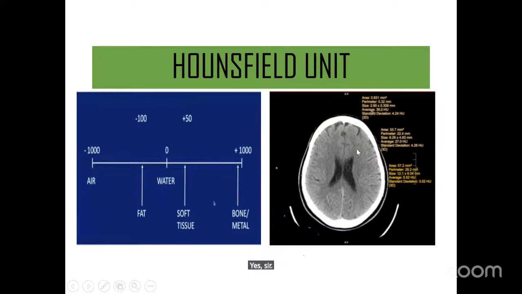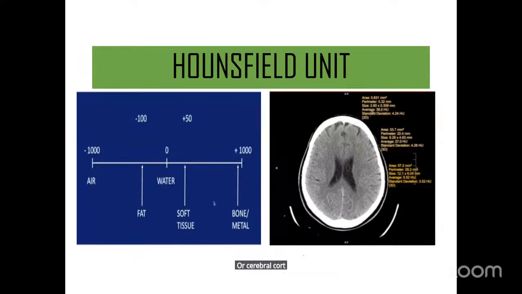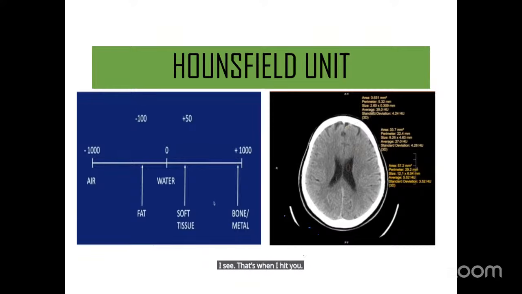White matter. Now, what if you ask the computer to give us the value at the level of the brain cortex or cerebral cortex? What value did it give us? It gives us a value of about 39. Can you see? 39 HU. So why is there a difference between the brain cortex and the white matter? Why is there a difference between this and this? Who can tell us?